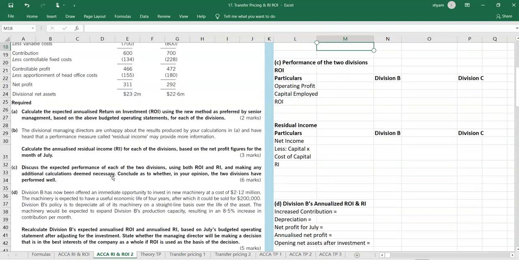Discuss the expected performance of each of the two divisions using ROI and RI and making any additional calculation deemed necessary. Conclude as to whether, in your opinion, the two divisions have performed well or not. Okay, so we have to use both the methods, and we have to tell which one is like better. Okay, and how both the divisions have performed, we have to comment.